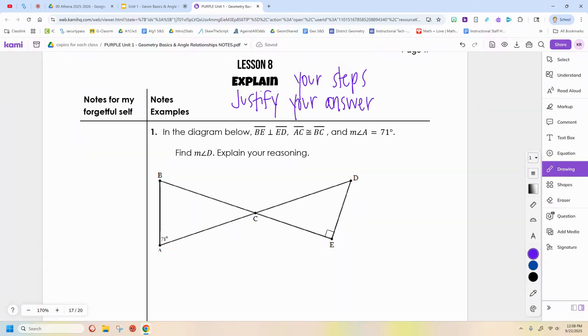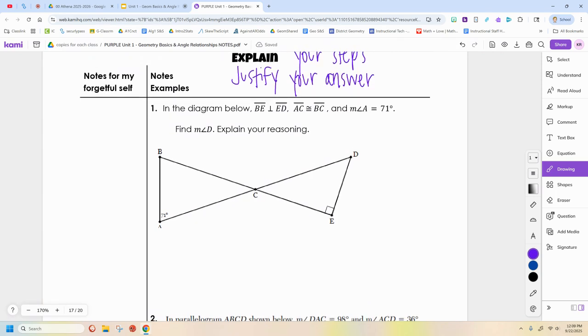What are we going to be working on today? Explaining our steps and justifying your answer and making sure that you can explain your work. As you have work scattered all over your page, you don't necessarily have to write sentences, but you do kind of have to get things together. Does that make sense, everybody? So stay with me, please. Okay? Trust me.